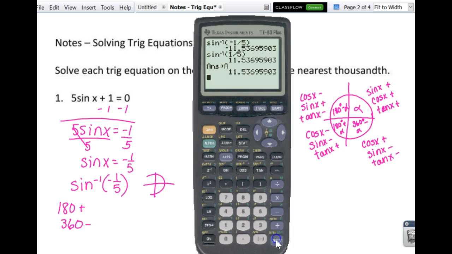Okay? And it says, okay, this is stored now in A. So when I do my answers now, I want 180 plus that. So I'm going to do 180, and I'm going to recall it now. I'm going to do second, recall, and it says, what do you want to recall? And I'm going to say the A. Oh, I forgot the plus.